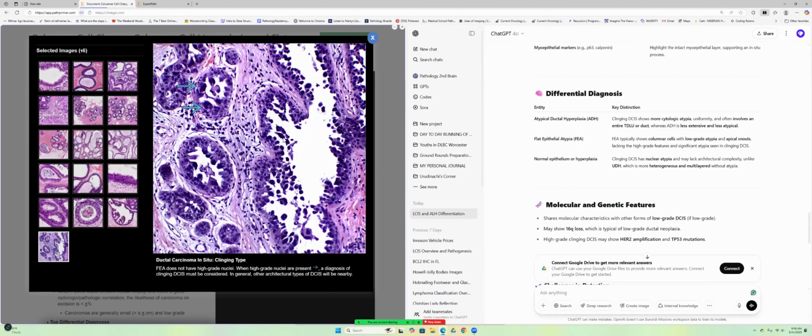You remember this? This was where we saw it. We say that flat epithelial atypia may mimic clinging type DCIS. The difference is that flat epithelial atypia does not have high-grade nuclei. Where you see a duct that looks atypical and has high-grade nuclei, significant pleomorphism and mitosis, don't call it flat epithelial atypia. What should you call it? It's considered clinging type DCIS. And you see them like dilapidated brick layer walls or something.